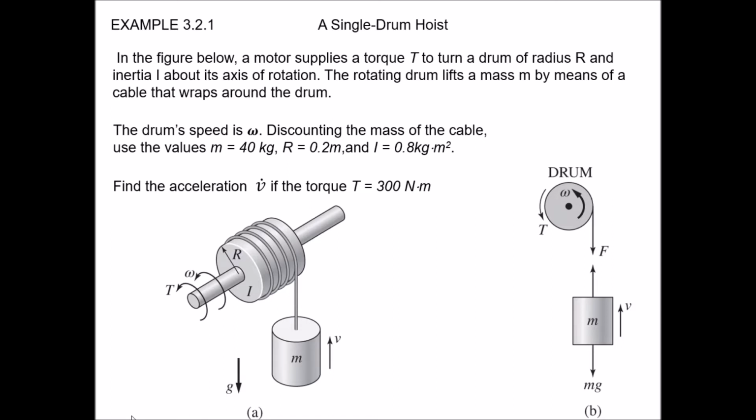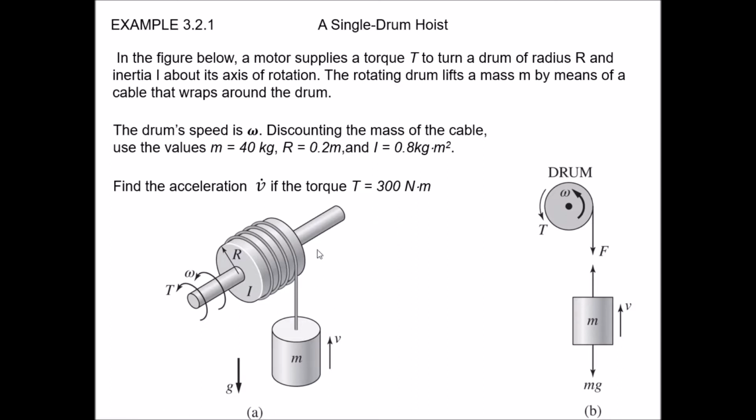Let's take a look at another example here. In example 3.2.1, we have a single drum hoist. In this example, we have a figure that shows us a motor supplying a torque T to a drum that has a radius R and inertia I about its axis of rotation. The rotating drum lifts a mass by means of a cable that wraps around the drum.